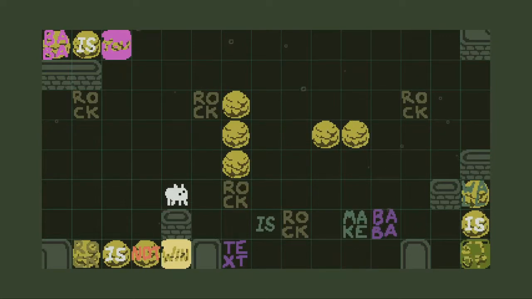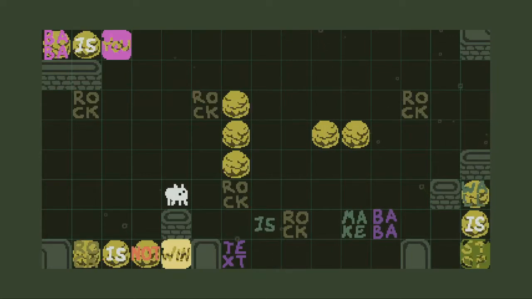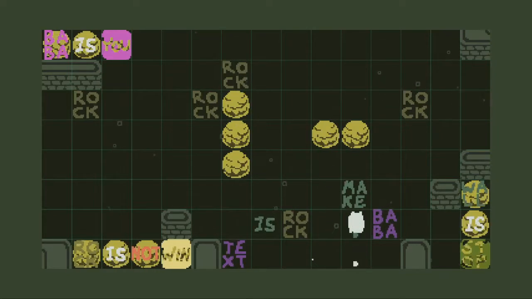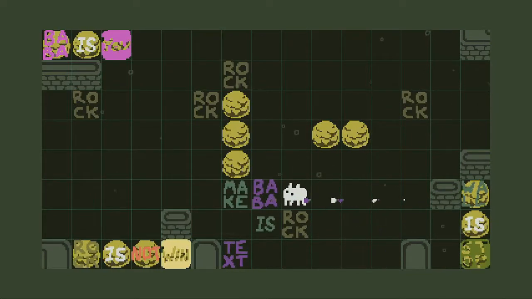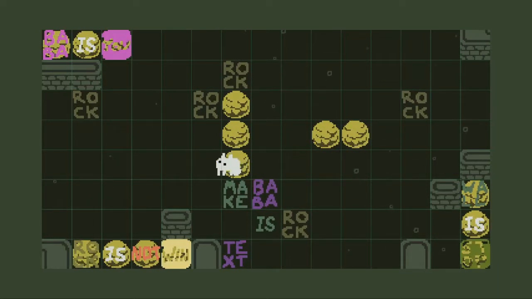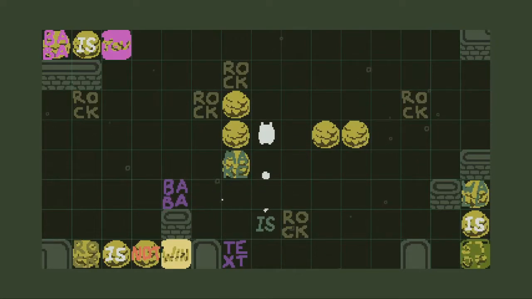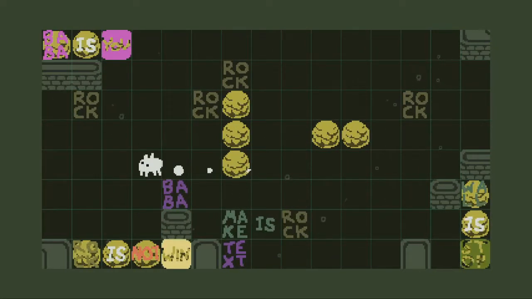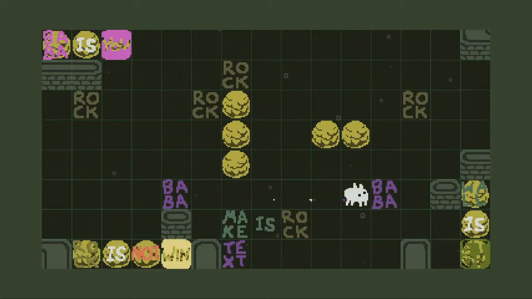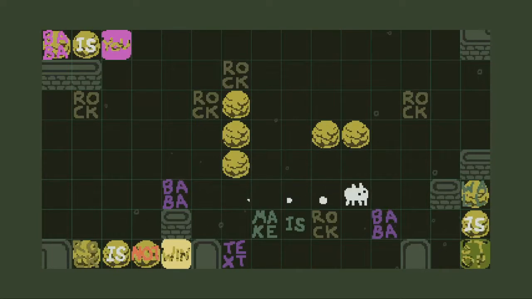I need Baba to make text, so I have another copy of the word Baba. And that is still possible for me to do, so I'm going to bring that word rock back in a moment. But I'm going to say Baba makes text, and I'm going to say it carefully. I guess I'd be able to just push around the word Baba anyway. Okay, but there's the word Baba that I wanted. Can I still get my make back out? I can.